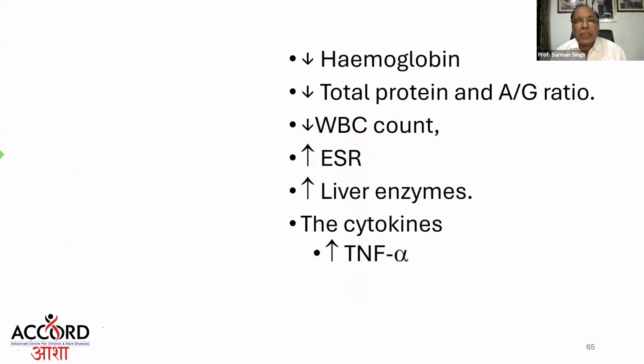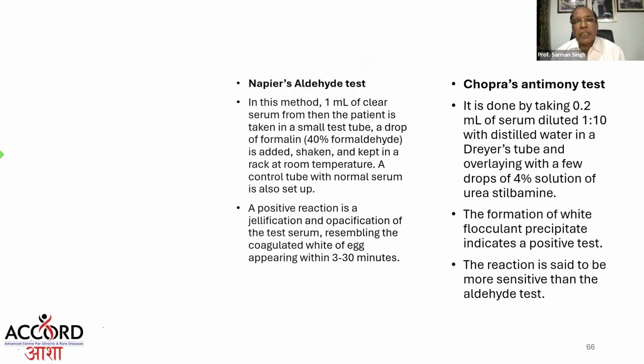So the surrogate markers, as I said, if there is nothing else, then obviously you can have anemia, the hemoglobin will be down. Protein, particularly the AG ratio, will be down, WBC will be decreased, and ESR will be raised. And of course, the liver enzymes will also be increased. Cytokine, particularly TNF alpha, you will find increased.